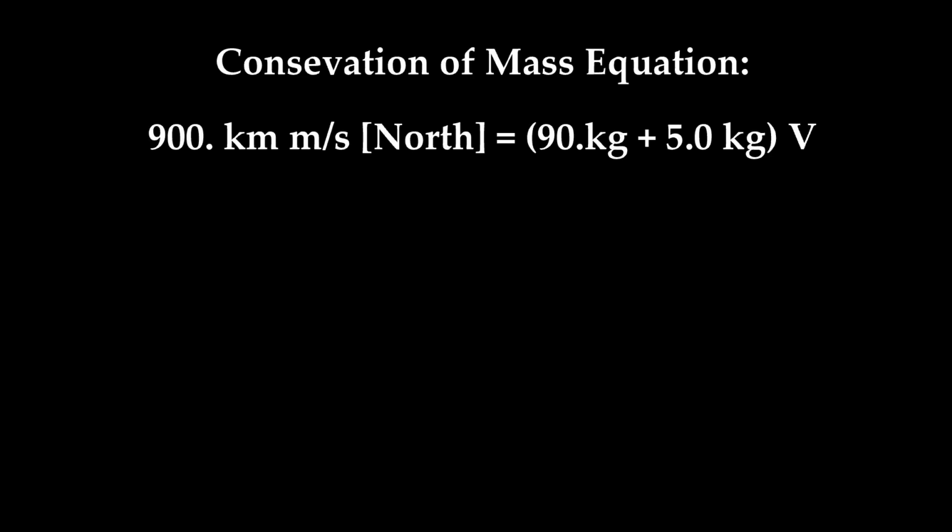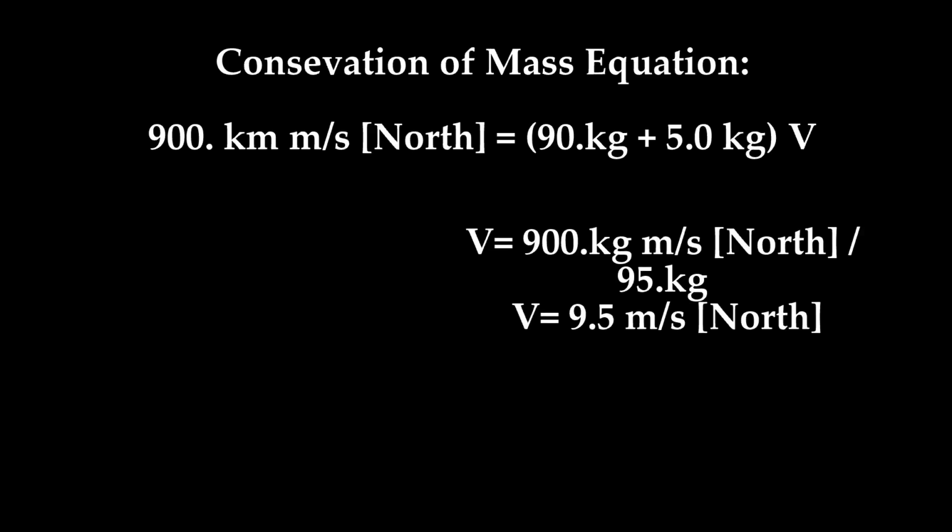And then in the second line we would move the 95 kilograms onto the bottom, and we would have 900 kilograms meters a second divided by 95 kilos, and that would give us our final velocity. And of course we have to round it to 2 sig figs, so the biker's velocity in the end at the collision after he's caught the bag would be 9.5 meters a second north.